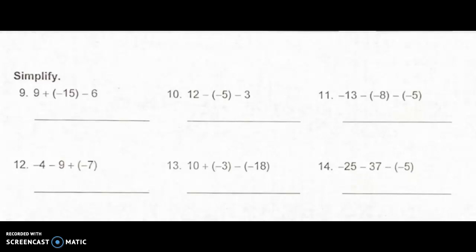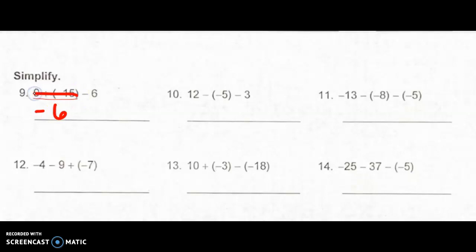So when I'm solving these, when I have more than two numbers, I'm going to look at the first two numbers. 9 plus negative 15. I'm not going to worry about the negative 6 or the minus 6 for right now. I'm just going to solve that first part first. So this is an addition problem, which means I use my integer rules. My signs are different, so I subtract. 15 minus 9 is 6. The bigger number is negative, so that's negative 6.